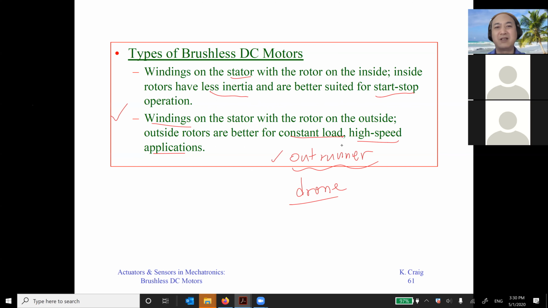So the two types: one is the regular, stator is outside, rotor is inside. Another one is stator inside, rotor outside. So if you need a constant load, high speed, it's for drone applications. Most of those are BLDC outrunners. Okay, outrunner.